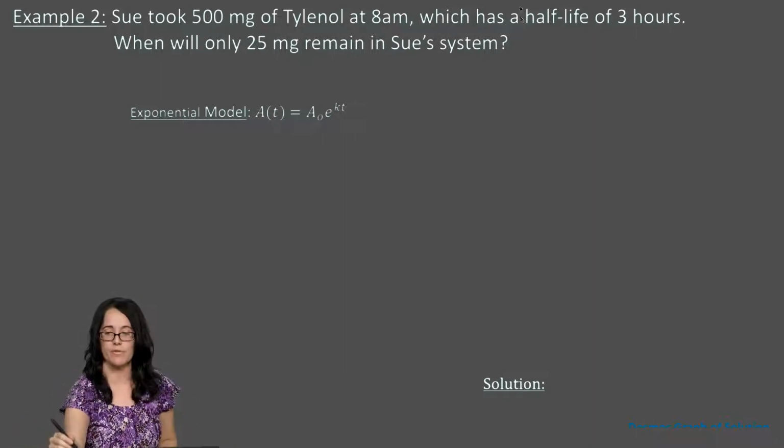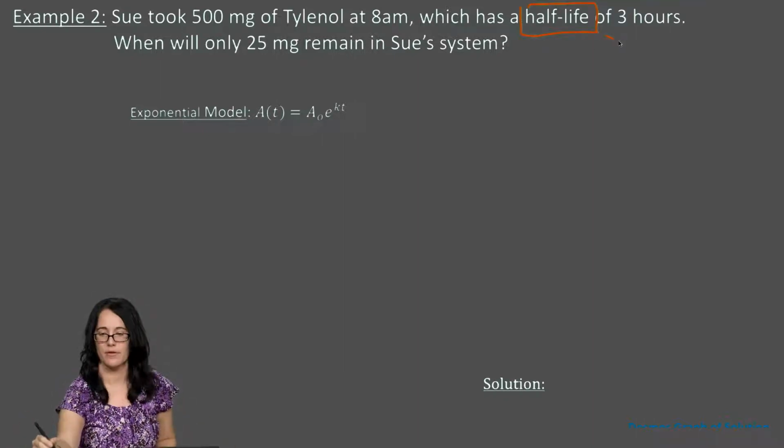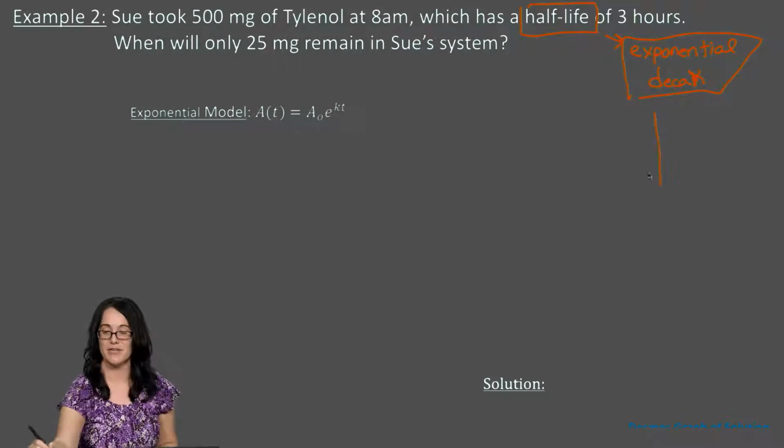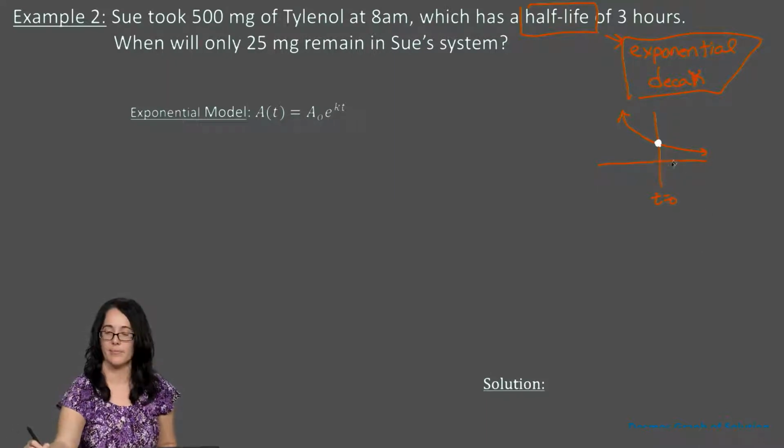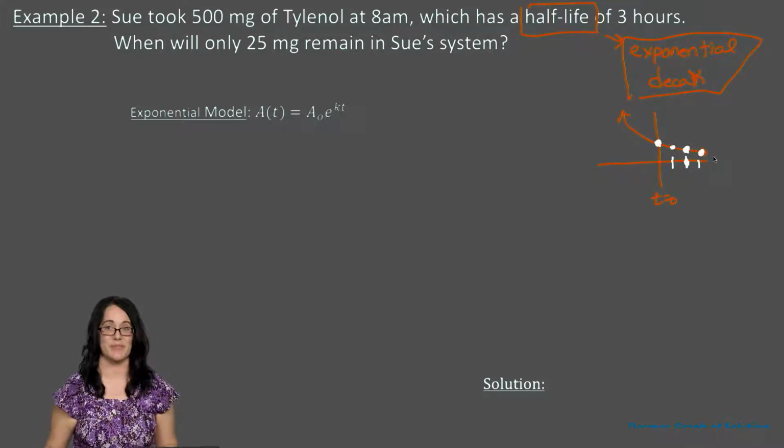But anytime you're given the word half-life, you want to think exponential decay. Okay, so that is something that you will need to bring to the table here, a knowledge of what half-life is talking about, right? Half-life is this situation where we're dealing with an exponential decay model, and initially at t equals 0, you start off with a certain amount in your system, in this case, Tylenol, and over time, it gets smaller and smaller and smaller. Less and less is in your system over time, right?